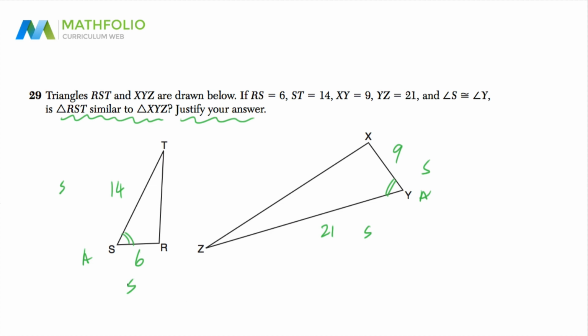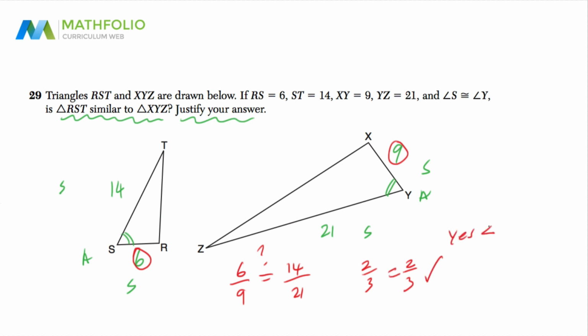So it says, is RST, so RS is 6, similar to XYZ, so XY is 9, so we're matching those two up, and then the question is, does it equal, as a proportion, the 14, which is ST, over the YZ, which is 21. So if you look at this, 6 over 9 does become 2/3 if you divide by 3. 14 over 21 becomes 2/3 when you divide by 7. So they are in the same proportion.